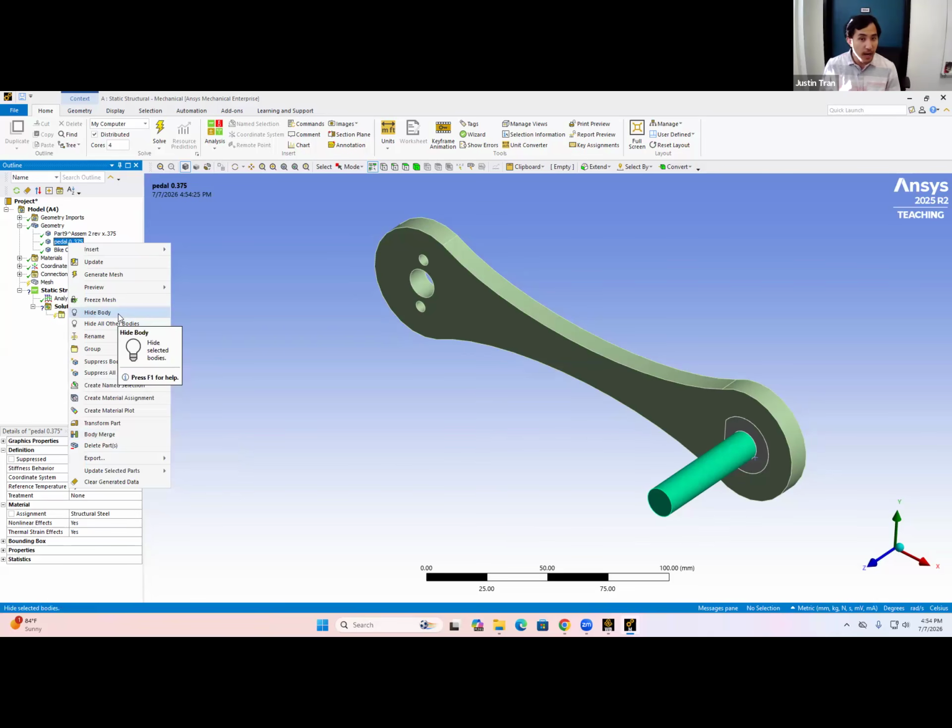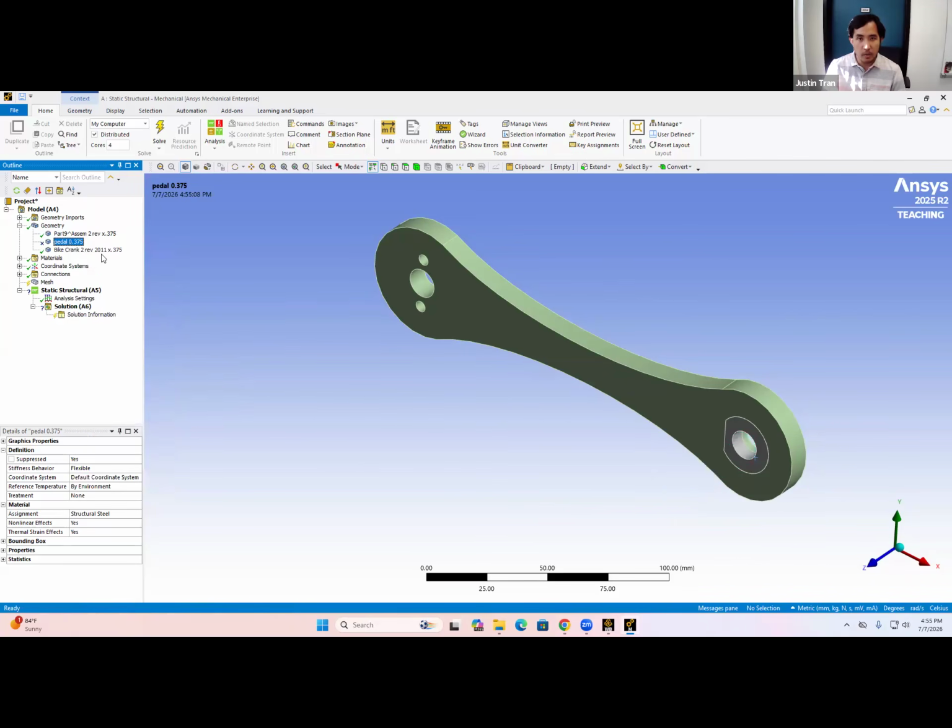And don't hide it. If you hide a body, it'll still technically be part of your analysis. It's just that the visibility will be taken out. But we actually want to suppress it so that we don't waste any mesh elements on that one thing. So we can go ahead and click on suppress body.